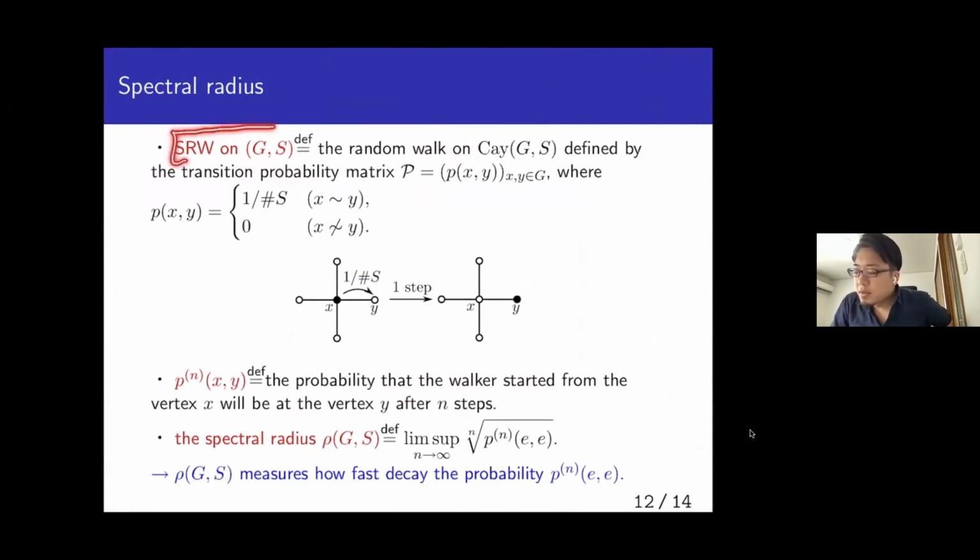So start with simple random walk on a marked group GS. Here G is a group, and S is a finite generating set. Then simple random walk on GS is a random walk on the Cayley graph of GS, defined by the transition probability matrix P, where each entry is defined as follows. Roughly speaking, this means that the walker moves from x to y with probability 1 over the number of generators. So in this case, the number of S is equal to 4, so the walker moves from x to y with probability 1 over 4 at each step.